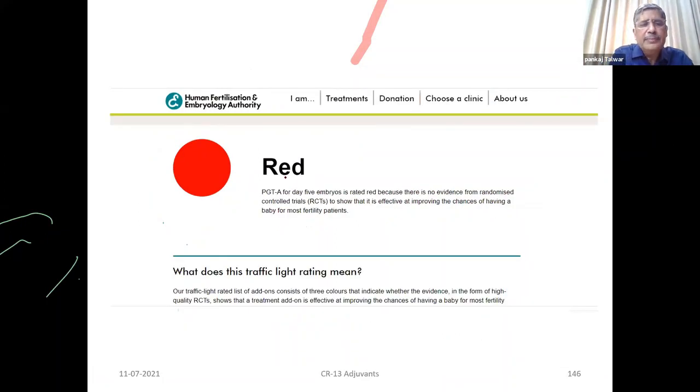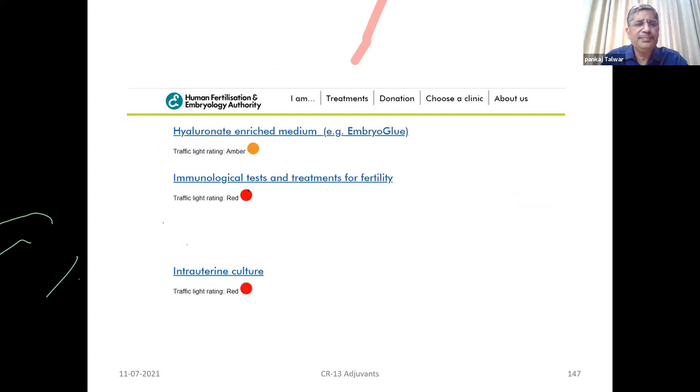Aneuploidy testing for day 5 embryos, red. Unless there is an indication, don't offer PGT aneuploidy. So don't offer screening, it is red.